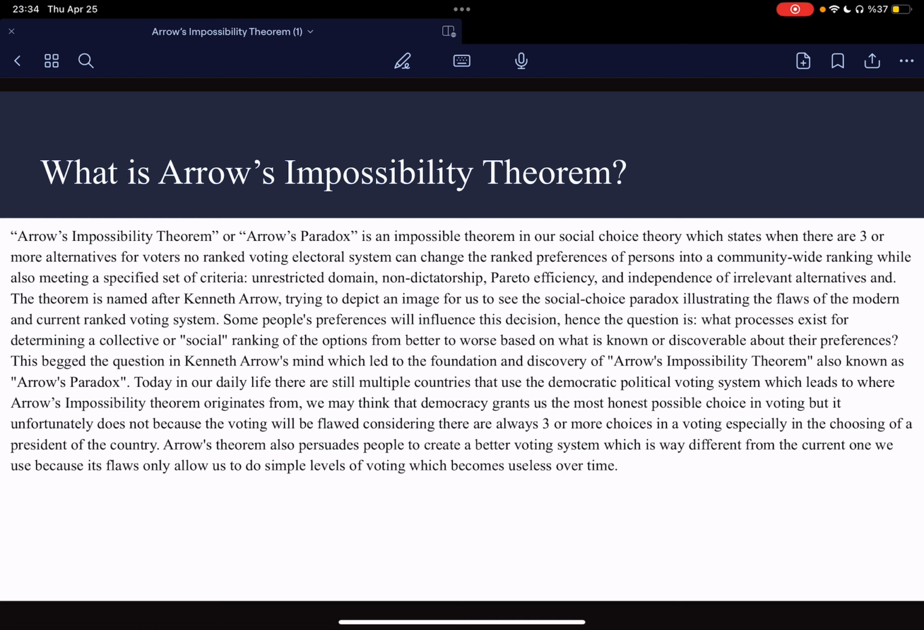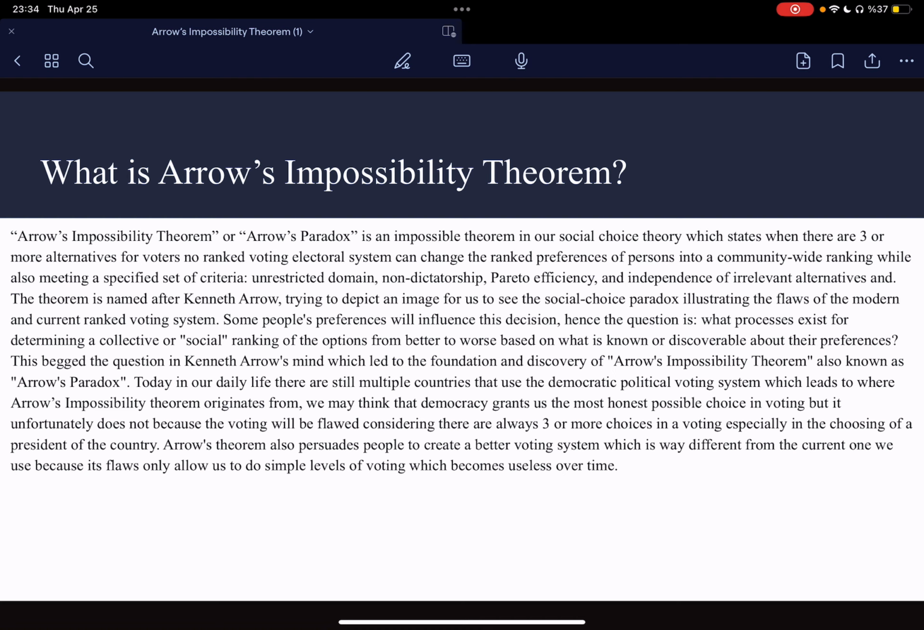The theorem is named after Kenneth Arrow, trying to depict an image for us to see the social choice paradox, illustrating the flaws of the modern and current ranked voting system. Some people's preferences will influence this decision. Hence, the question is what processes exist for determining a collective or social ranking of the options from better to worse based on what is known or discoverable about their preferences.